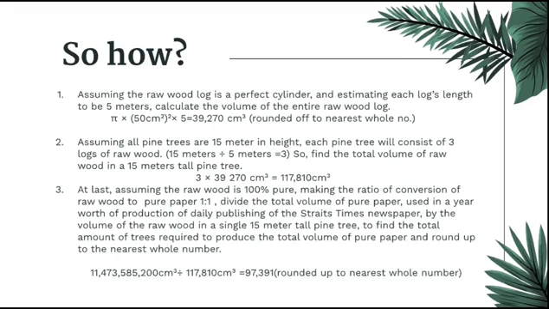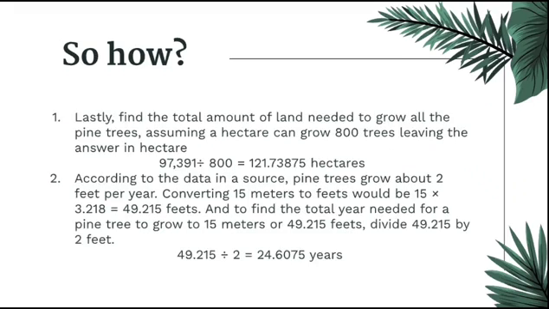Rounded up to the nearest whole, we can find the total amount of land needed to grow all the pine trees. Assuming a hectare can grow 800 trees, leaving the answer in hectare, the equation will be 97,391 divided by 800 equals 121.73875 hectares. According to the data in the source, pine trees grow about 2 feet per year.